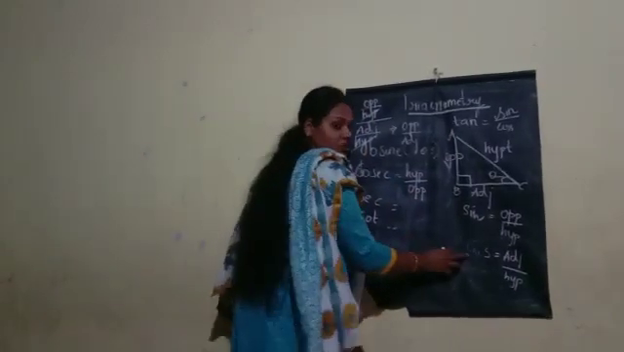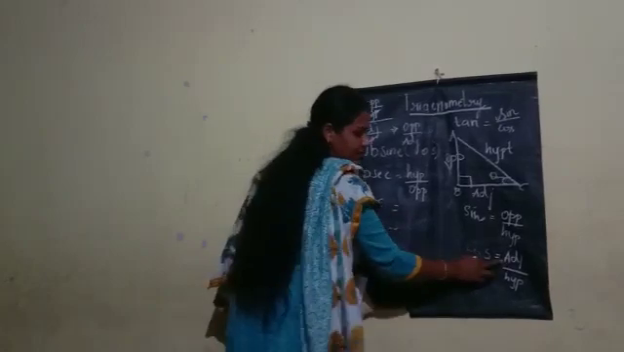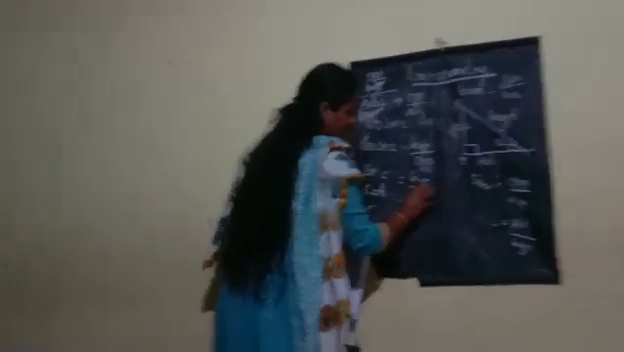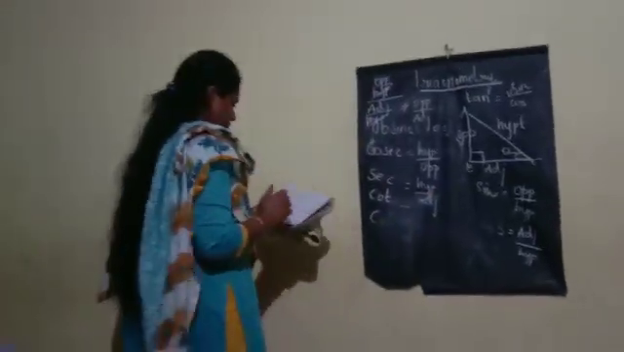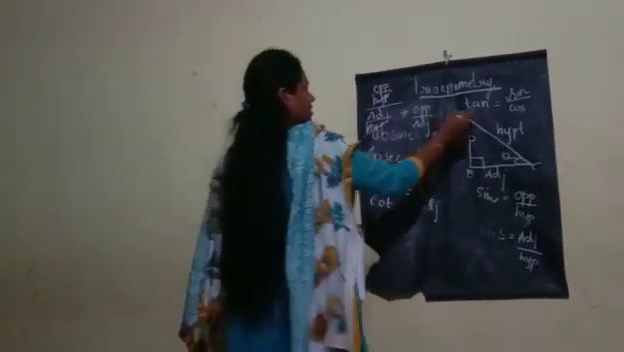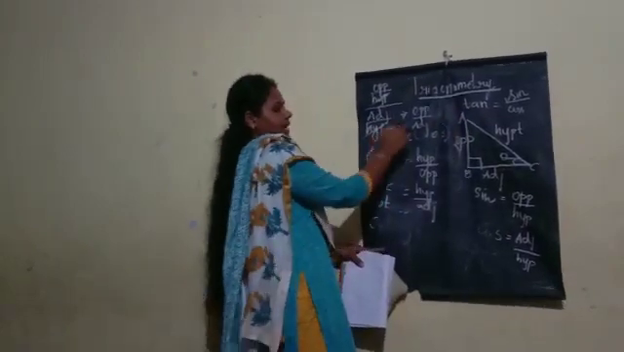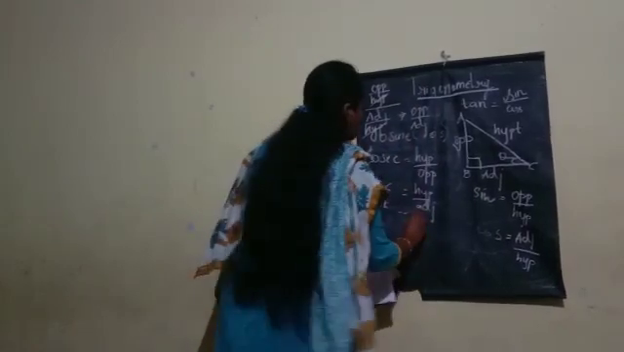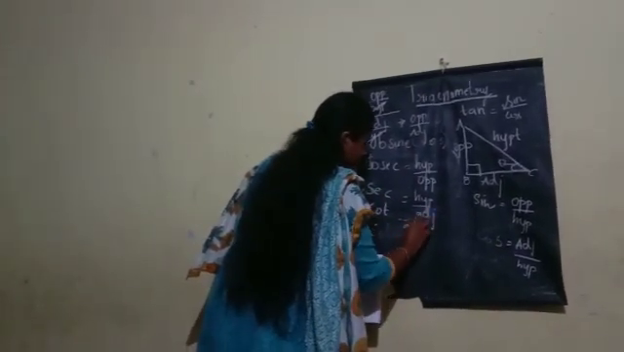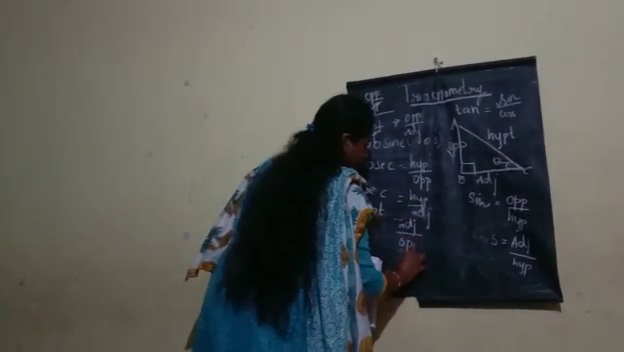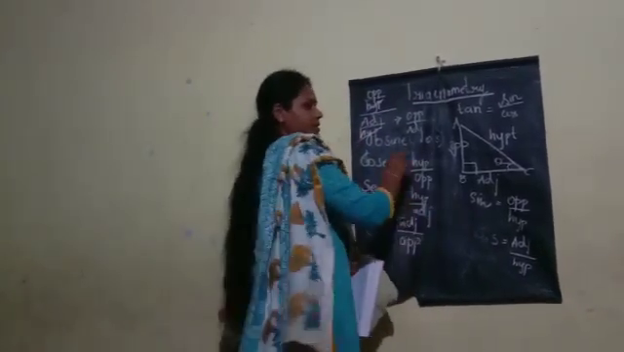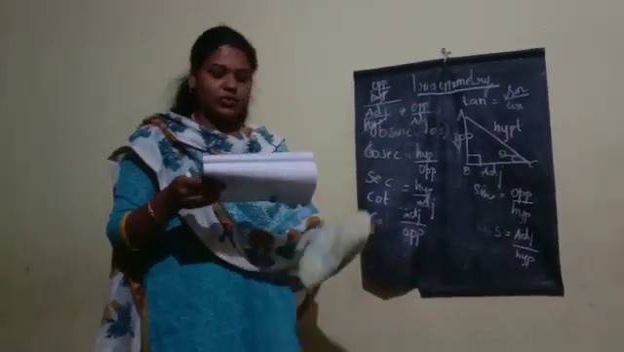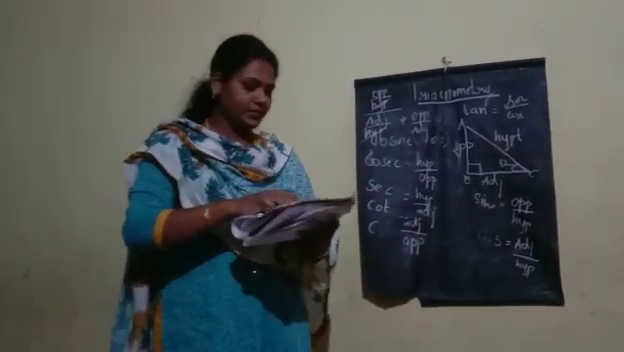Same way for secant. Secant is the reciprocal of cos. Cos here is adjacent by hypotenuse, so the reciprocal is hypotenuse by adjacent. For cot, the value we have for tan is opposite by adjacent, so the reciprocal will be adjacent by opposite. So these 6 are the basic formulas to solve trigonometry problems. Now we'll move to a short example.